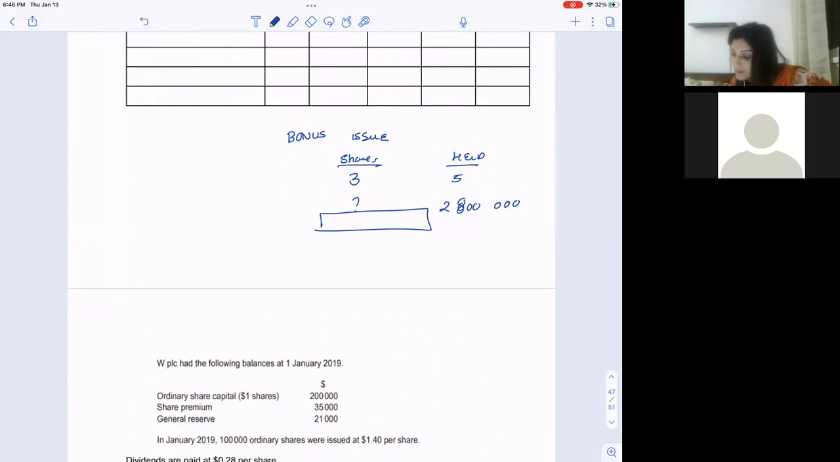For the bonus issue, how many shares will you give as bonus? 2,800,000 into 3 divided by 5. So 1,680,000 shares you're going to give as bonus shares. Bonus shares means shares free of cost. The face value of it is 0.25.